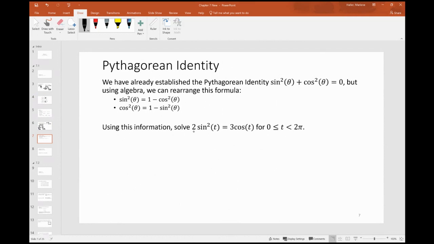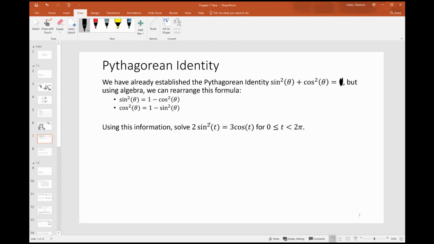If we look at this equation here, 2 sine squared of t equals 3 cosine of t. I have 2 different trig functions there, so I want to make some substitutions. I want to use identities to make substitutions so they're all written with the same trig function. All right, we've worked with the Pythagorean identity before. It's a very valuable identity. In its base form, sine squared plus cosine squared equals 1. All right, but if we rearrange that, we could say that sine squared is equal to 1 minus cosine squared, or cosine squared equals 1 minus sine squared.